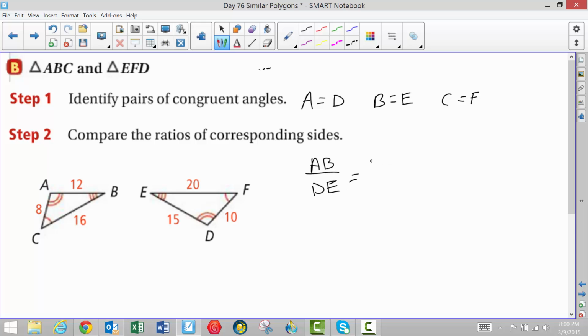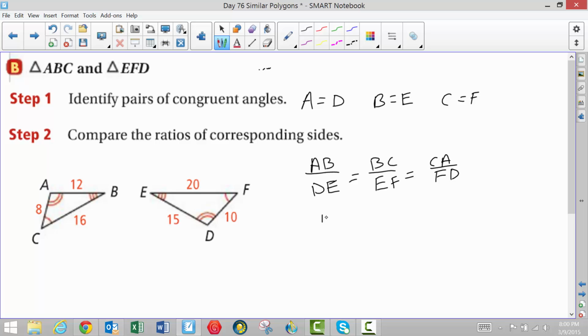I have my BC side. BC side gets compared to EF. And then I have my CA side, which is FD. So let's compare these ratios.